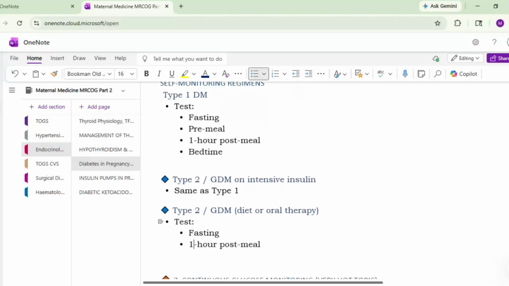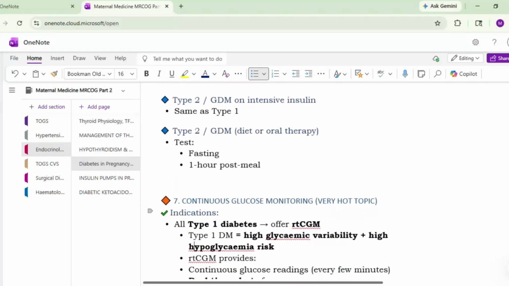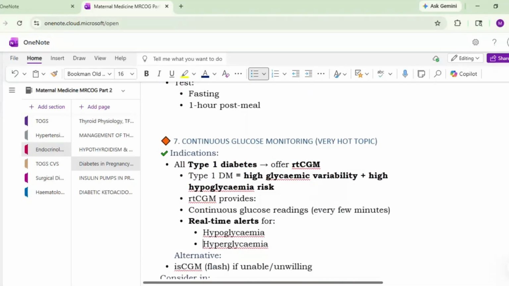But if she is a type 2 or GDM managed only with diet or oral therapy, you need a fasting and 1 hour post meal, that is 4 point. So you will do the fasting, then breakfast, lunch, and dinner, 1 hour post meal. So 4 points will be required. I hope this is clear to both of you. Is it clear? Yes, sir.